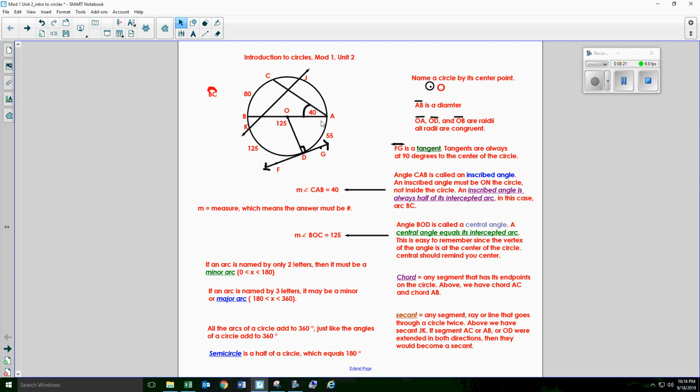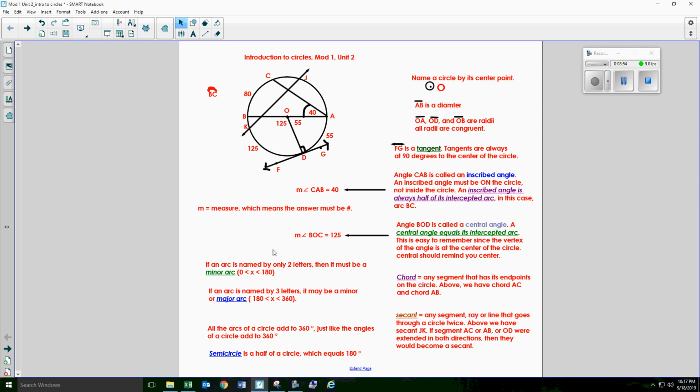There's my semicircle. Remember, if that's 55 degrees, what else must be 55 degrees? Its central angle, right there. Central angle equals its arc measure. The inscribed angle equals half of its arc. Central angle equals its arc. Remember this. It's on the quiz and test. Okay, so I went ahead and wrote this measure of angle BOC. That angle right there is 125 degrees.